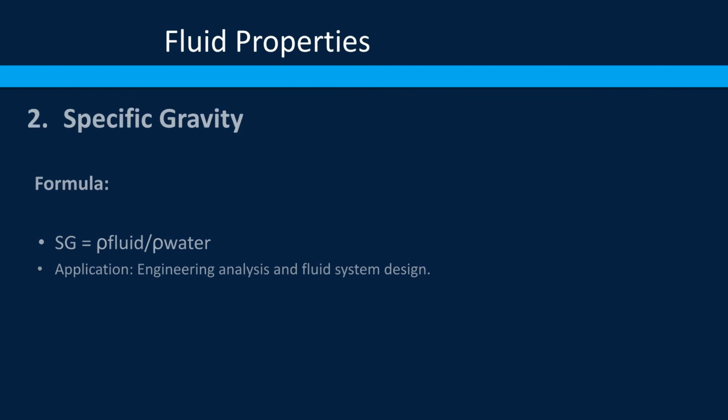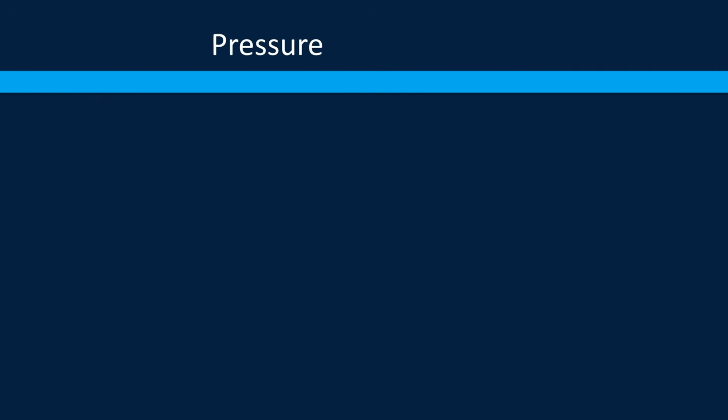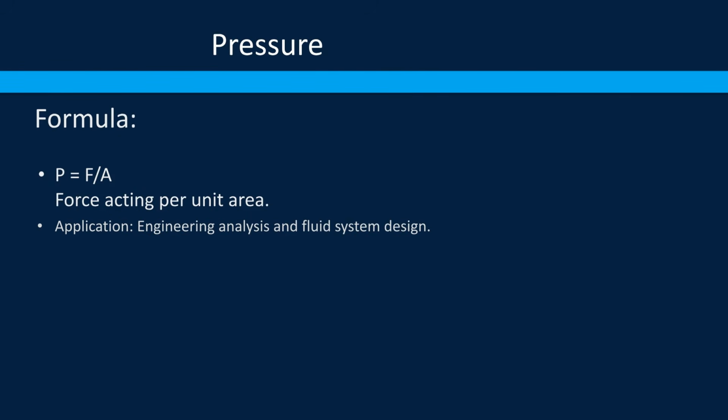Another important property is specific gravity, calculated as the ratio of the fluid's density to the density of water. This is a fundamental value used in engineering analysis and fluid system design. Pressure is defined as the force acting per unit area. It is represented by the formula P equals force divided by area and is essential for fluid system design.